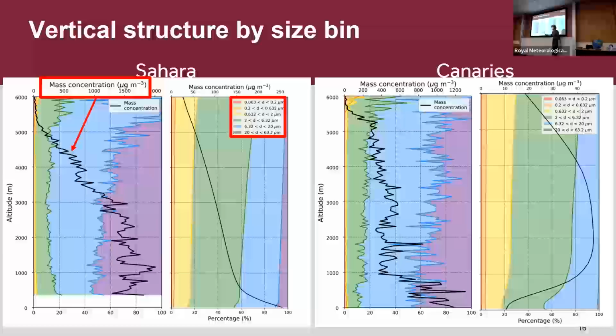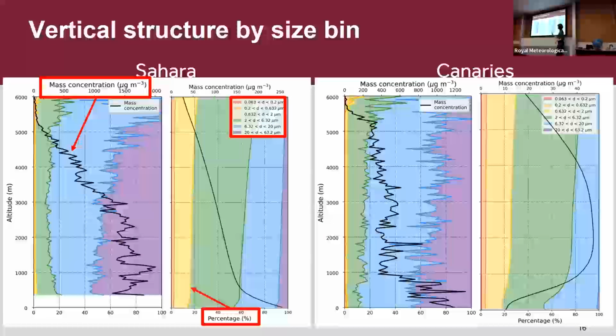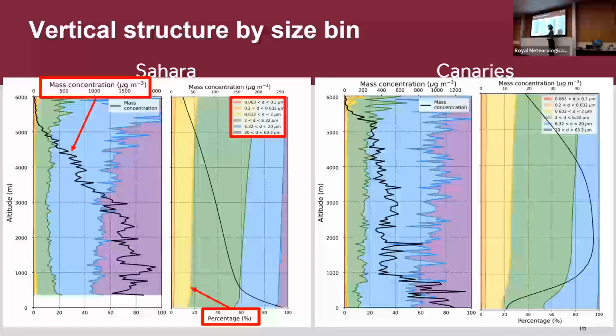Red is the smallest size bin. These are the size bins from the model that were in the table up there. And then purple is the largest particles, between 20 and 63 microns. Click again, please. Thank you. Then these have just been broken down. I've split the data up into those six bins, and we're looking at the percentage that each of those size bins contributes to the total mass, at each level of altitude. The more wiggly ones are observations, and the smoother ones are our model.